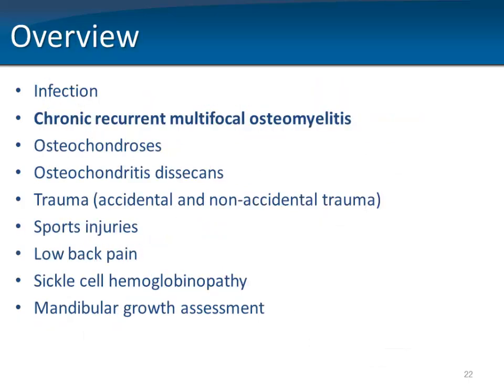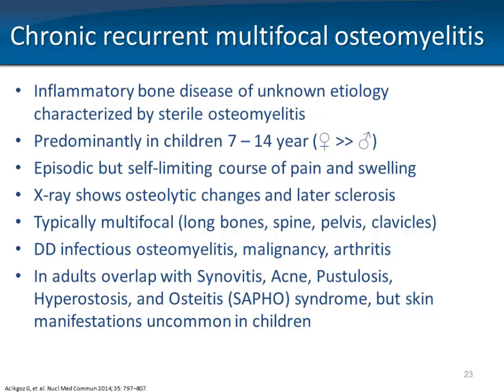So, moving then to chronic recurrent multifocal osteomyelitis. It is an inflammatory bone disease, and we actually don't know quite well why it happens. It is characterized by a sterile osteomyelitis. It in particular affects children between the age of 7 and 14, and it tends to do so more in girls than in boys.